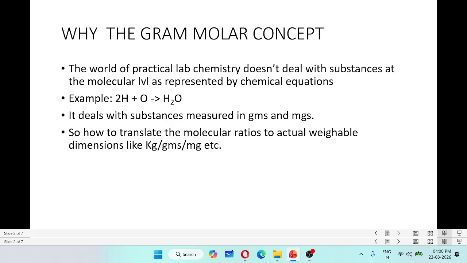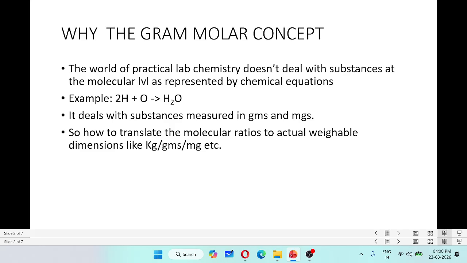to weigh the substances, right? You're not going to take one molecule of this and one molecule of that and react them, right? The molecule is so small, it's impractical. So you are going to react the substances in terms of their actual weight, weighable quantities. So that's why this gram molar concept arose. It deals with substances measured in grams and milligrams.